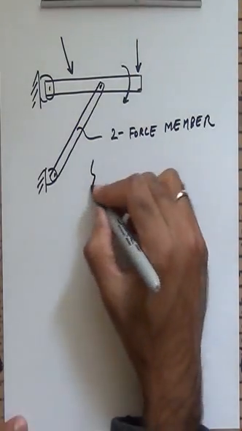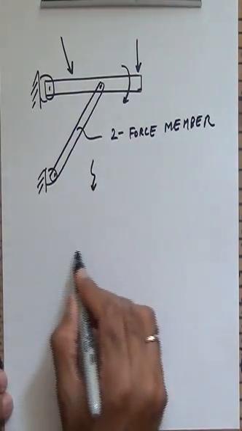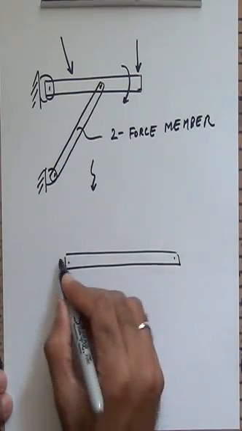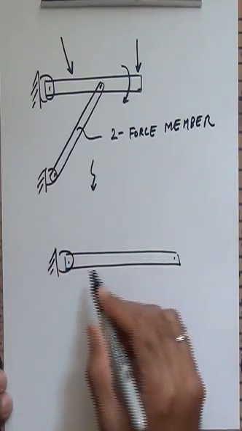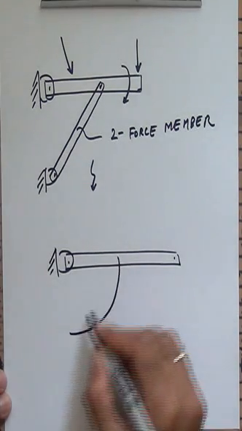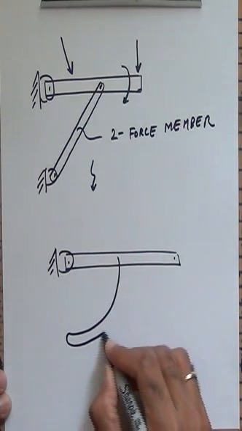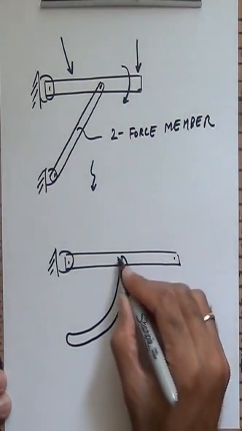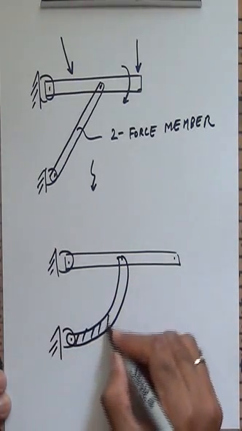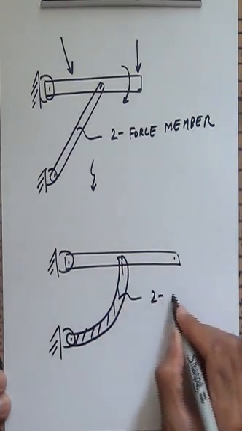The same problem can be cast in the following form. I can have a pin here. Now instead of a straight bar, I could have something that is curved. It makes no difference to us whether it is curved or straight. It performs the same function. Now this is also a two-force member.